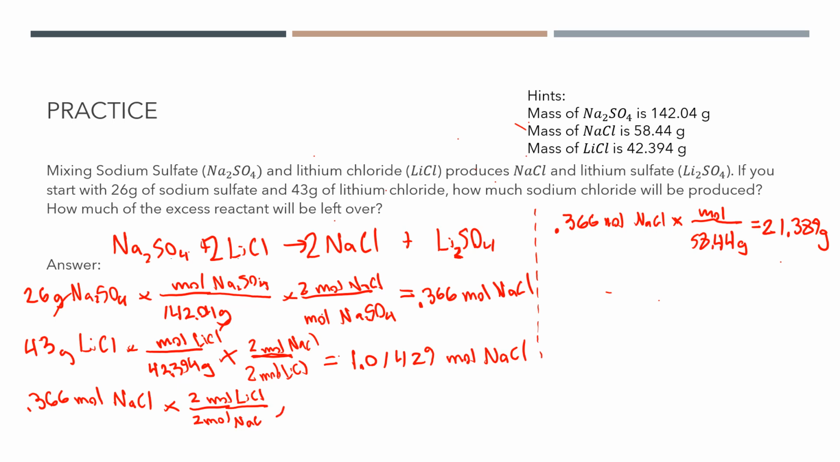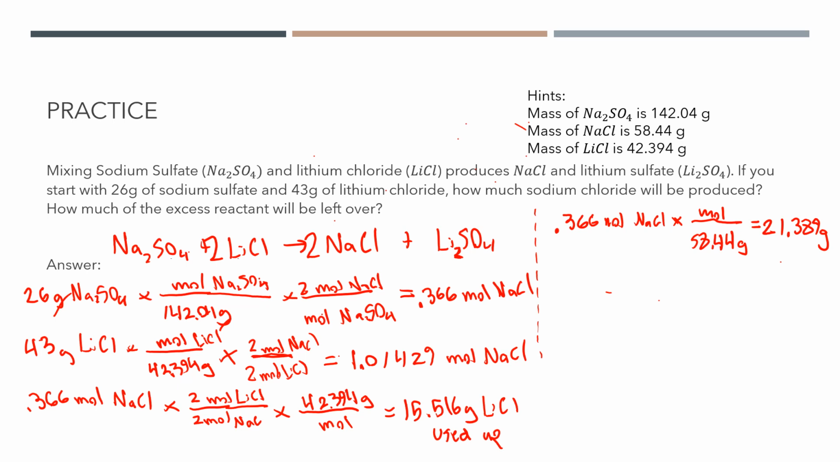Now we have to determine how many grams of it. So then we multiply that by the molar mass of lithium chloride, which is 42.394 grams per mole. And that gets us 15.516 grams of lithium chloride. I'm going to write used up so that we know. We're not done yet because now we want to know how much is left over.